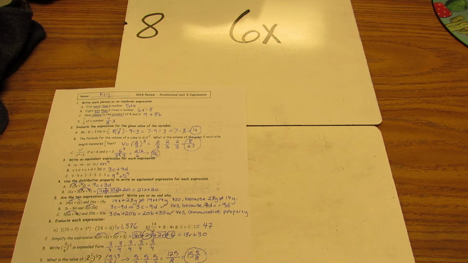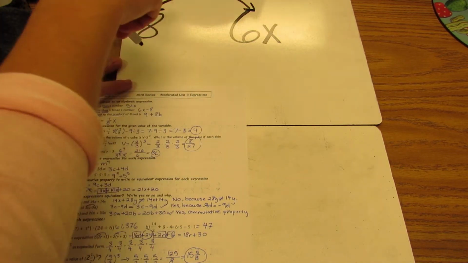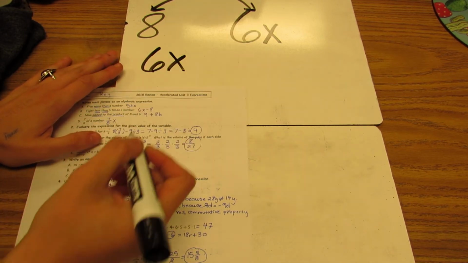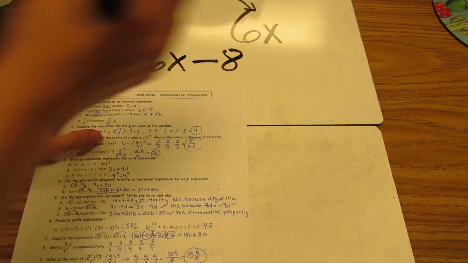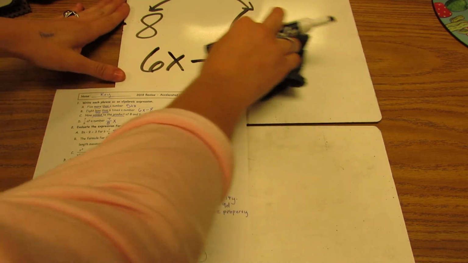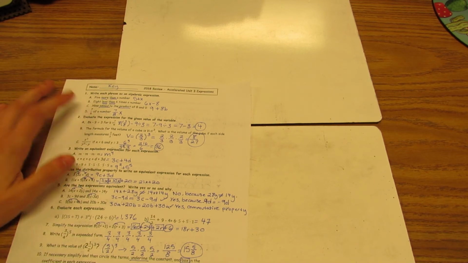Now, it says less than, which means it's a turnaround word. So I'm going to turn these two terms around. So my expression, algebraically, would be written as 6x minus 8, okay? So just make sure you guys can identify both your terms that are in your expression. All right? So we'll do 1c as well.